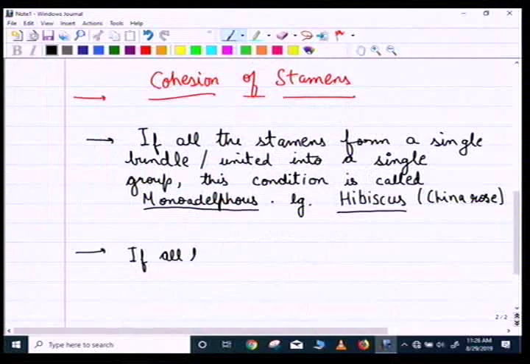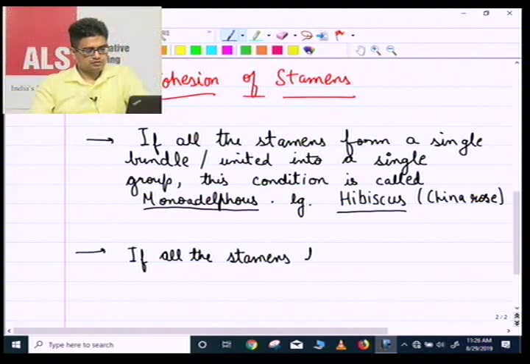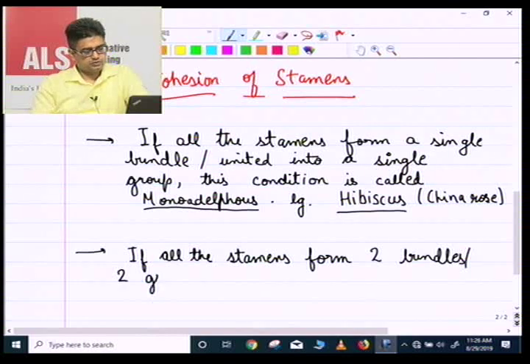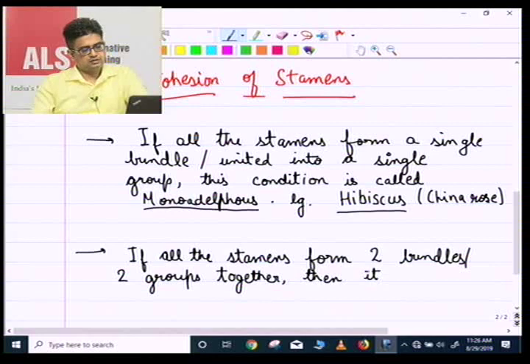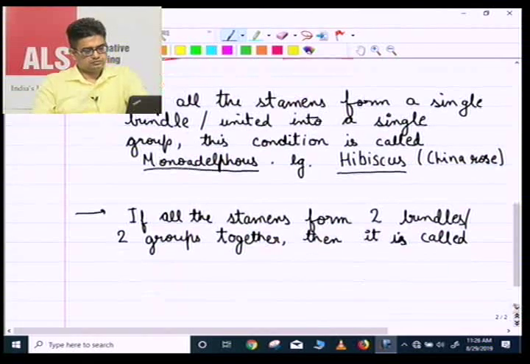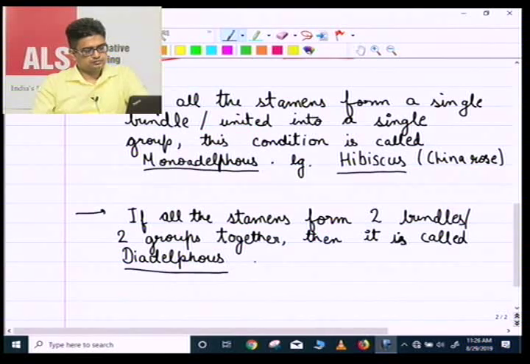Moving on. If all the stamens form two bundles or two groups together, then it is called diadelphous condition.